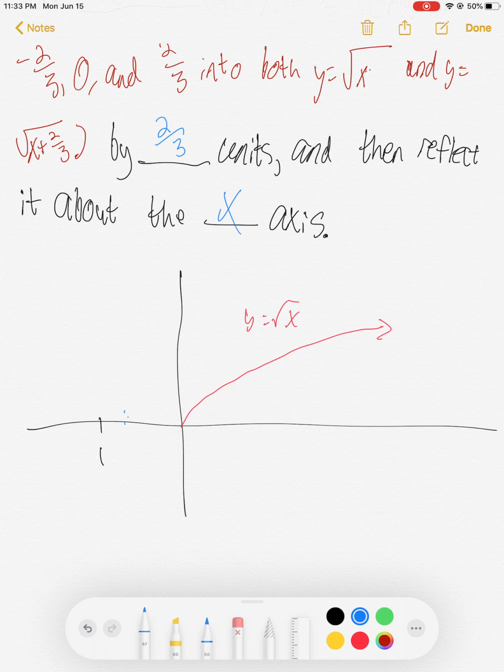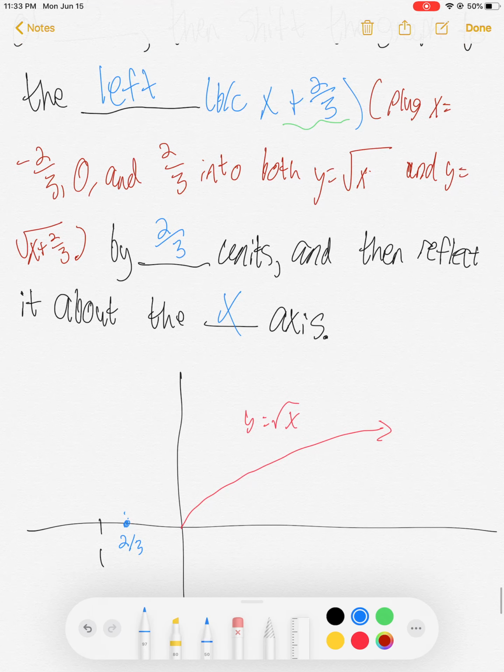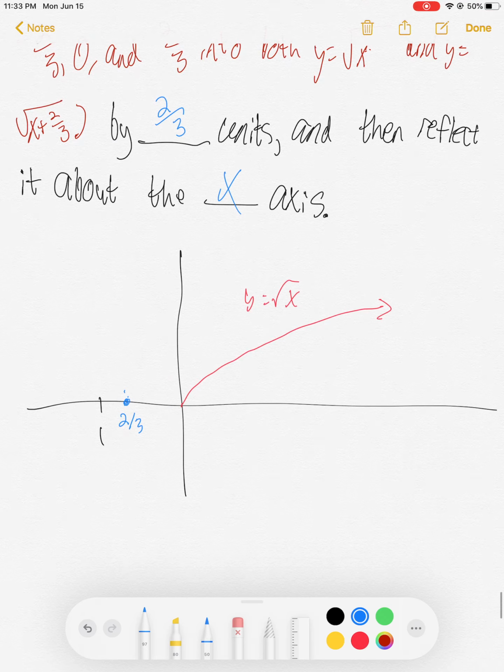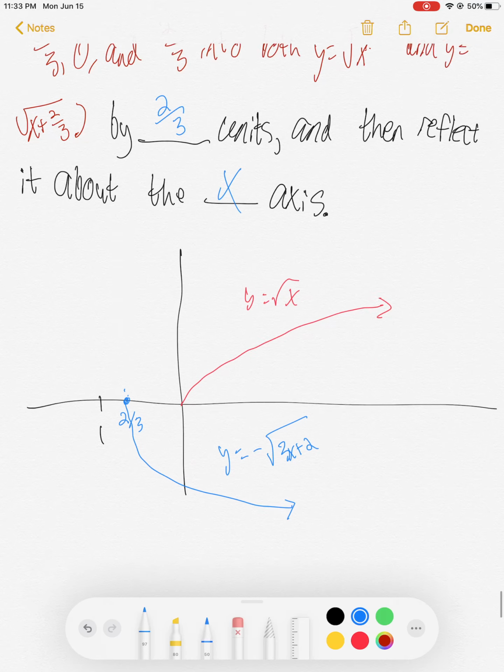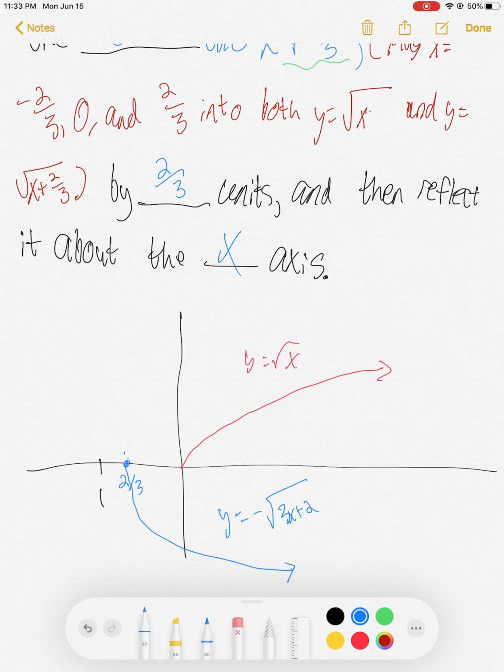Compress it horizontally. Okay, well, I'm not very good at drawing that. But we compressed it horizontally. We shifted the graph to the left. We moved it over to the left by 2/3 units. So we brought it over here. Let's mark this as like 1. Oh, that's not 2/3 then. Okay, let's make this 1, and let's make this 2/3. So we shifted it over 2/3 units.